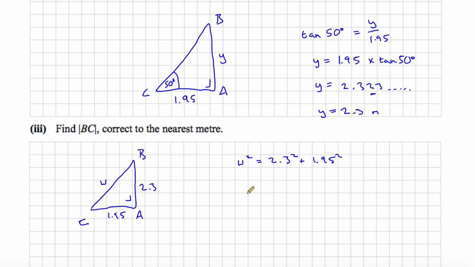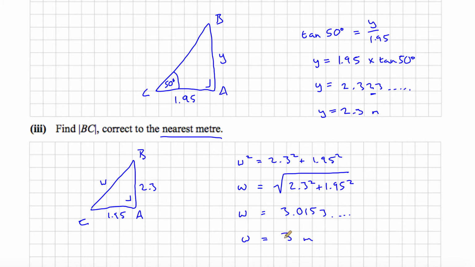So that gives me W equal to the square root of all that. When I work all that out in my calculator, that gives me a value of 3.0153, and on it goes. But I want this correct to the nearest meter. So that's going to be 3 meters. So that's BC.